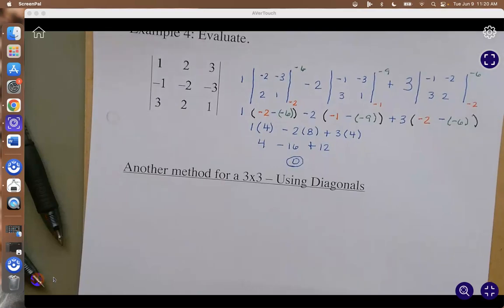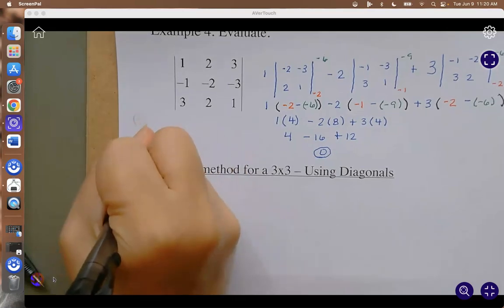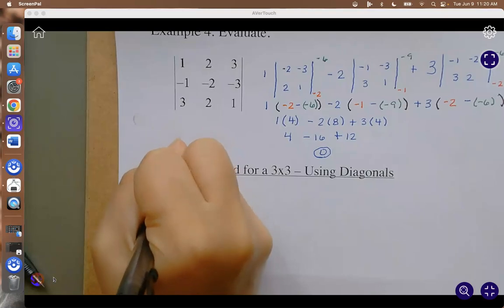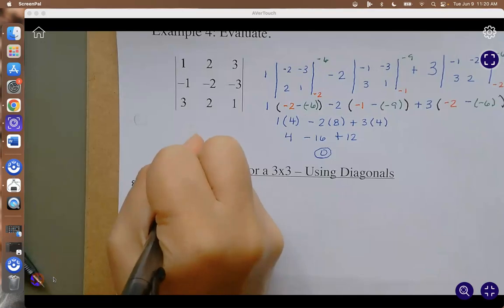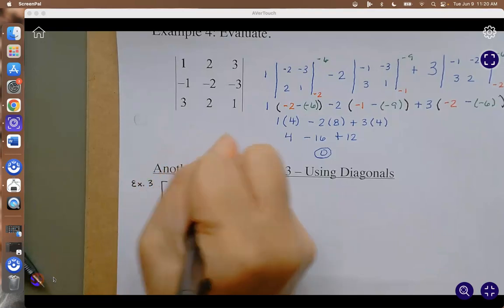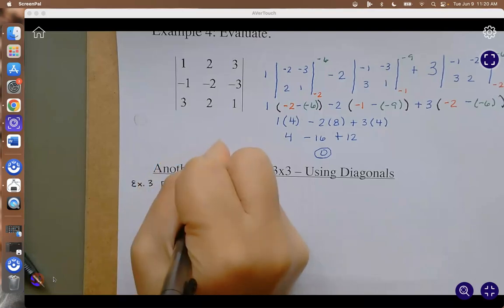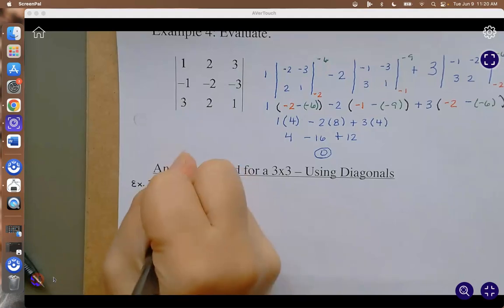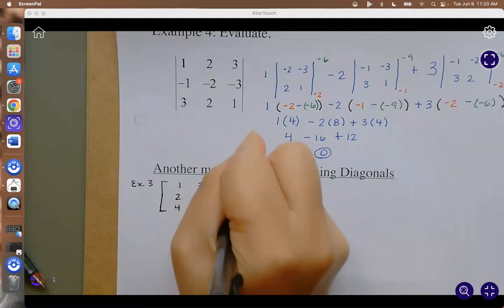Okay, now there's another way to do these problems. Okay, and we're going to rework example 3 using this method. Okay, so we have 1, 3, 5. The only thing about this method is you need to kind of keep your lines straight. 2, 1, 3, 4, 5, 2.